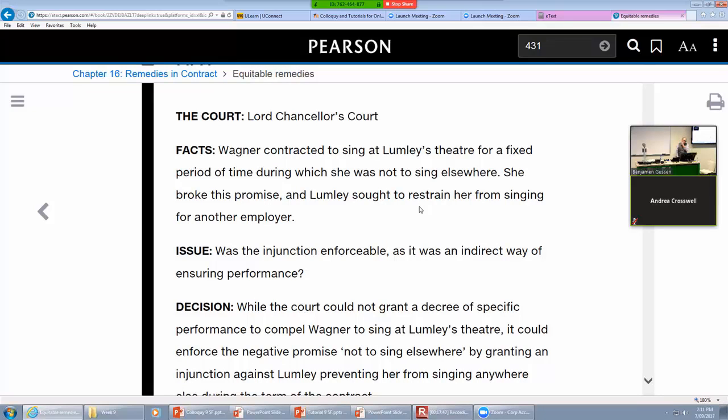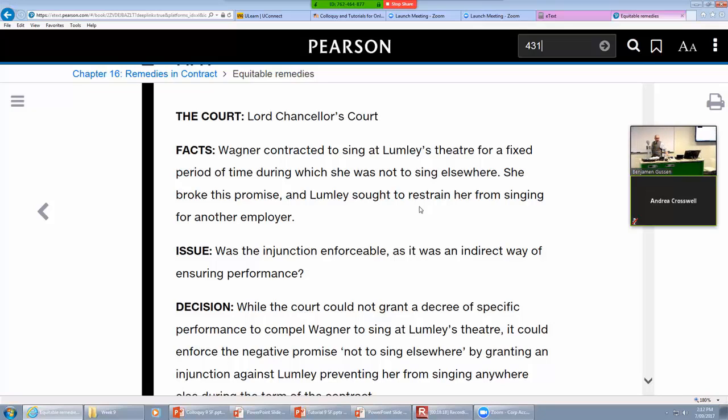Wagner contracted to sing at Lumley's theater for a fixed period of time, during which she was not to sing elsewhere. That's our agreement. These are the promises. That's the contract. She broke this promise, i.e. not to sing elsewhere. And Lumley sought to restrain her from singing for another employer.